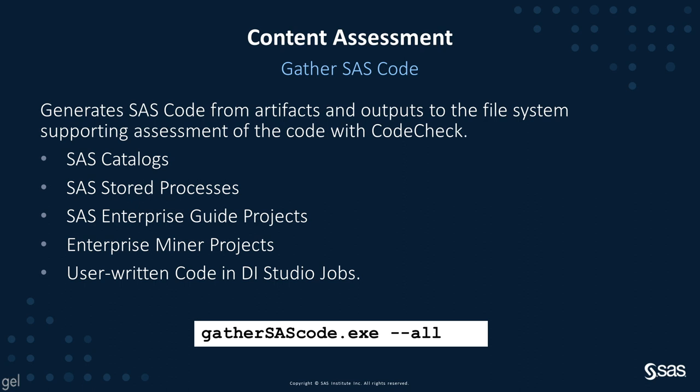We know we have SAS code in other locations that are not on the file system. SAS code can be in stored processes, in Enterprise Guide projects, in SAS catalogs. This is where gatherSAScode can help. gatherSAScode will generate SAS code from these artifacts and output it to the file system to support the assessment of that code with CodeCheck.